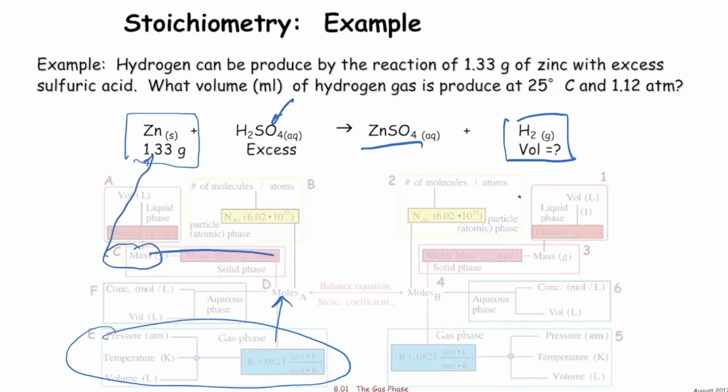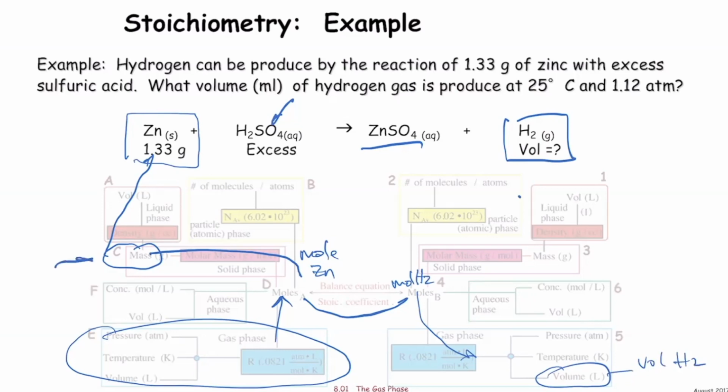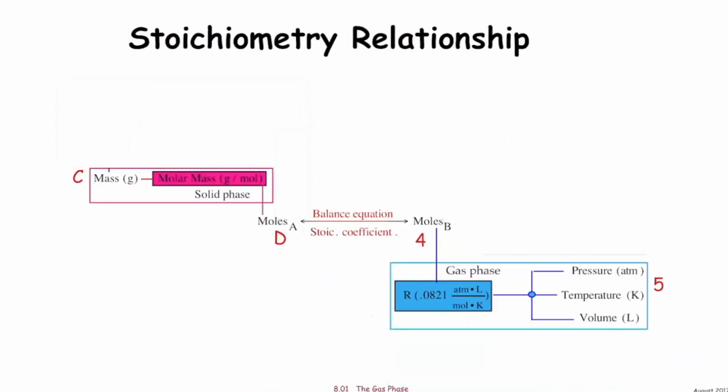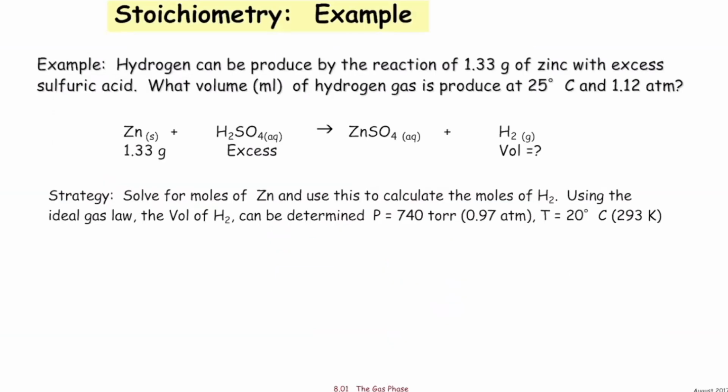We can get the moles of zinc using the atomic weight of zinc. We can use the balanced equation to get the moles of hydrogen. And then we can use PV equals nRT to get, what are we trying to get? The volume of hydrogen. So we're going from this portion of the stoichiometry map to that portion. It looks like that. And this is your approach.